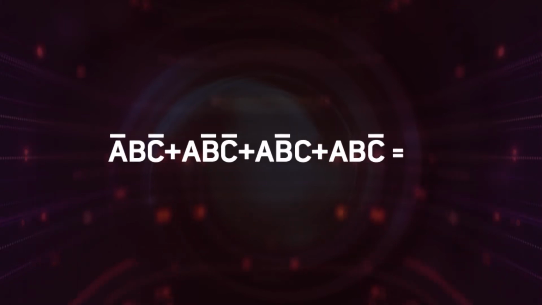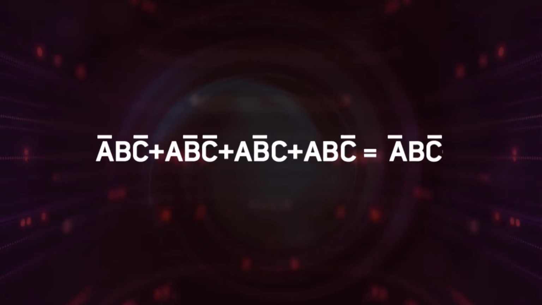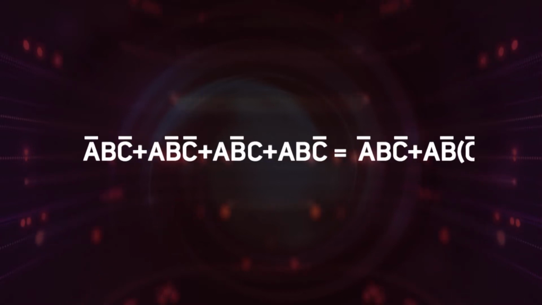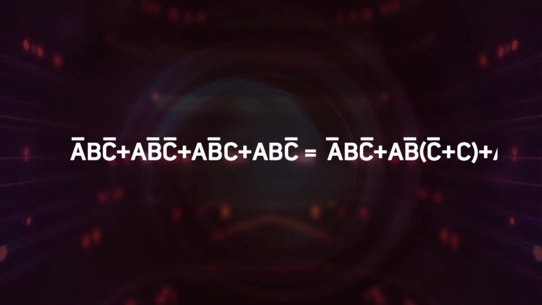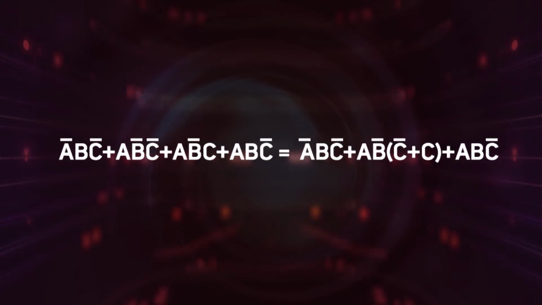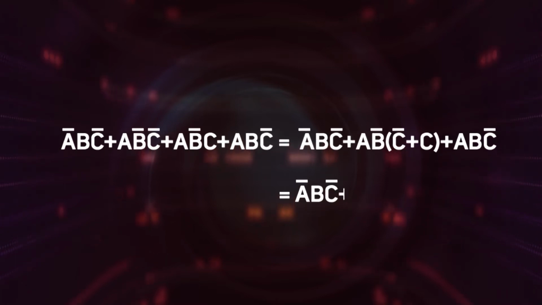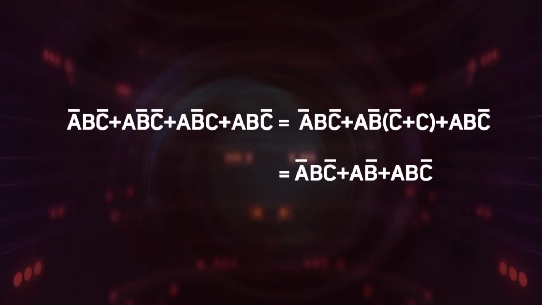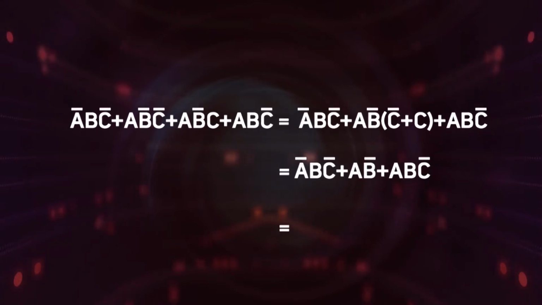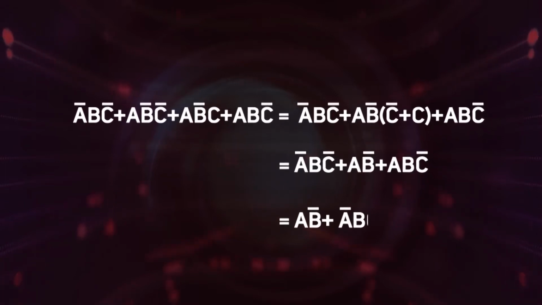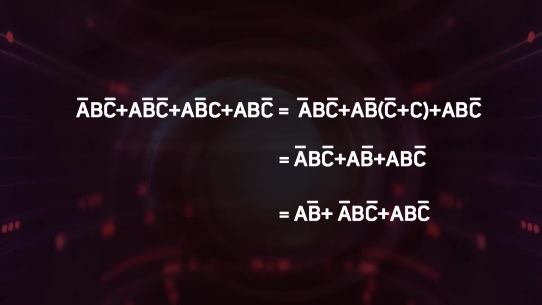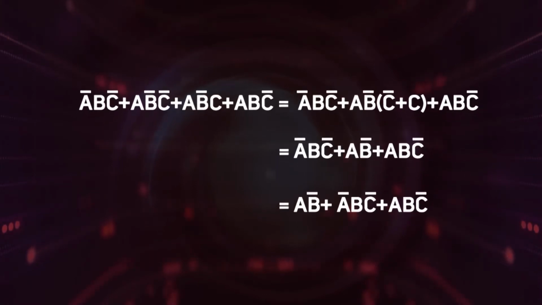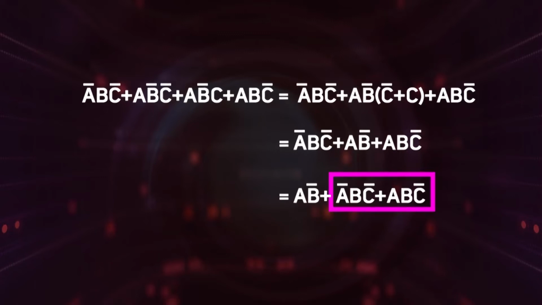Then we get A complement B C complement plus A B complement into C complement plus C, plus A B C complement. So the expression will become A complement B C complement plus A B complement plus A B C complement. You can rewrite the terms as A B complement plus A complement B C complement plus A B C complement. Again, in the last two terms we have a common term. Take it out.